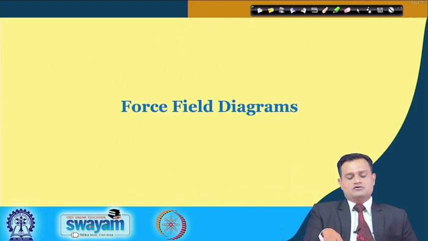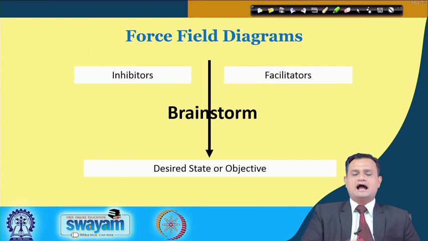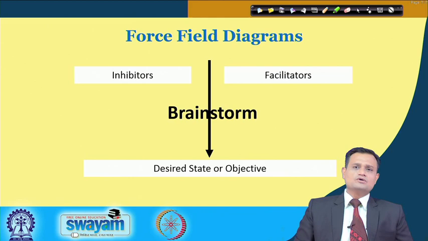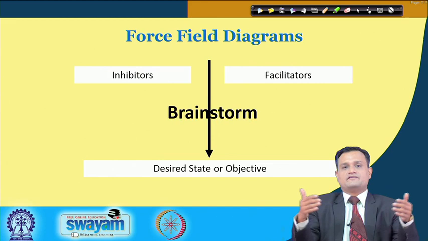Force field diagram, you can see that I am doing the brainstorming, and as an outcome, if you systematically jot down your ideas or jot down the opinion of the experts, you will find that they may be categorized into two broad categories. One is facilitators, other is inhibitors. So I want to reach a desired state or objective, and there are opposite forces which are restricting me from realizing that particular objective.